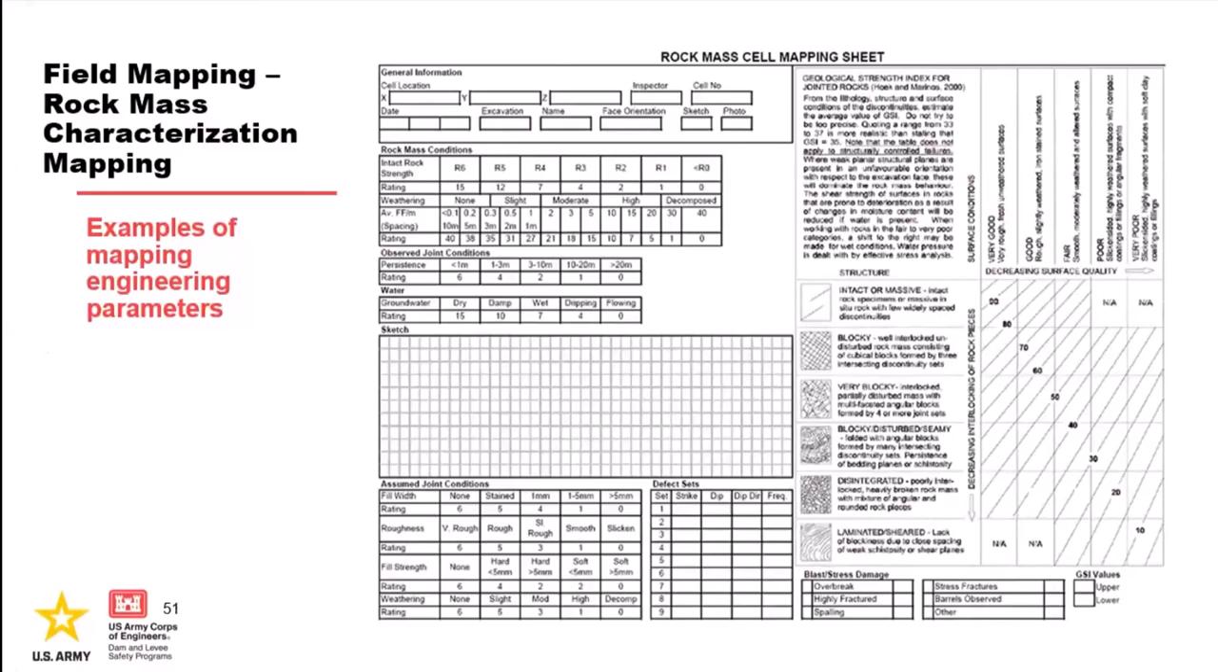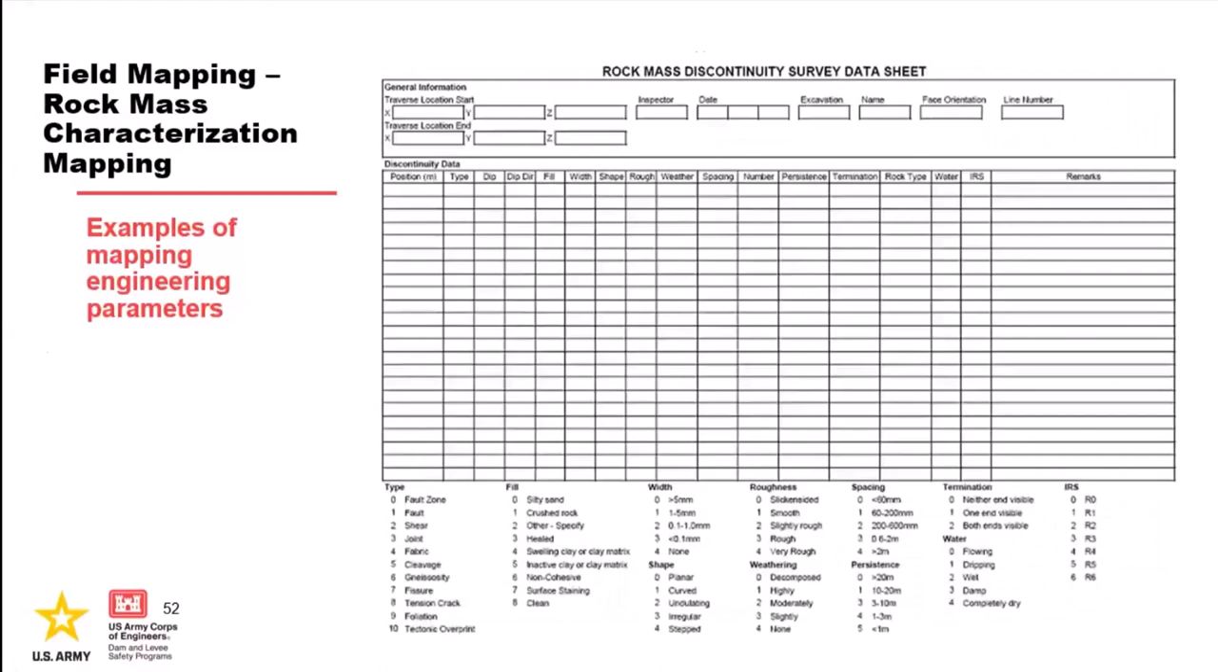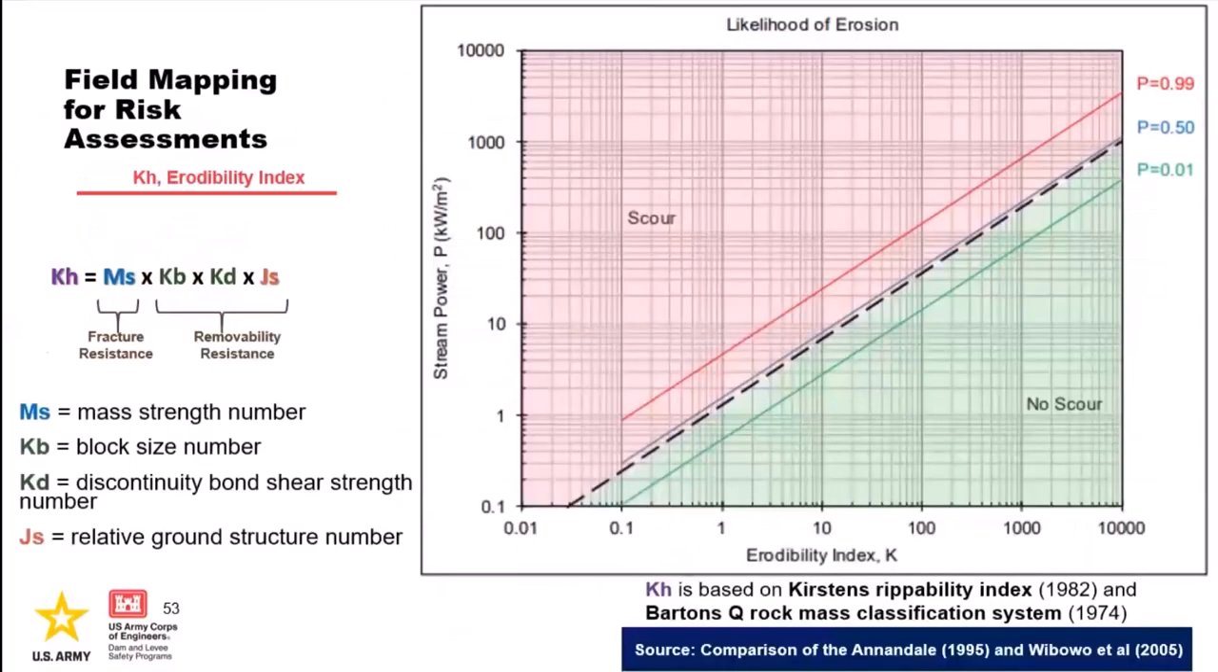These are other ways to do cell mapping. Sheets or scan line sheets. A scan line is just one of those lines across a rock face, and you do the measurements at known locations and intervals, and you can pull out the rock mass. I've seen this already, the Annandale erodibility.